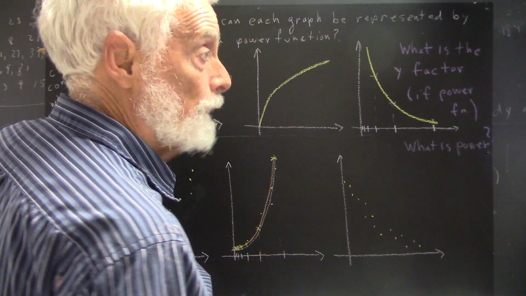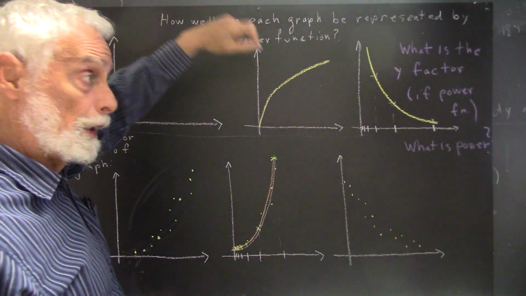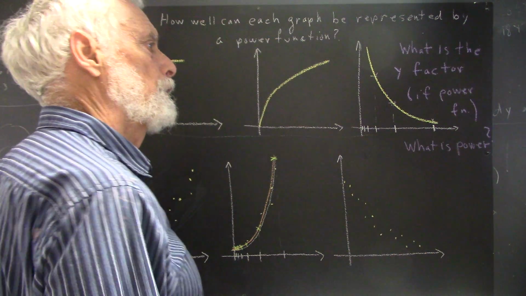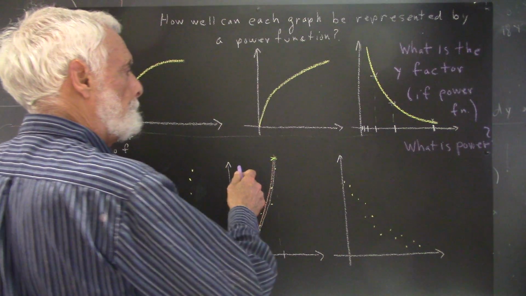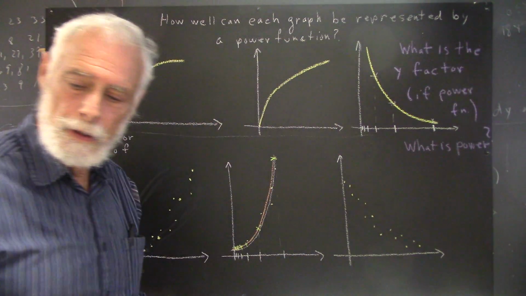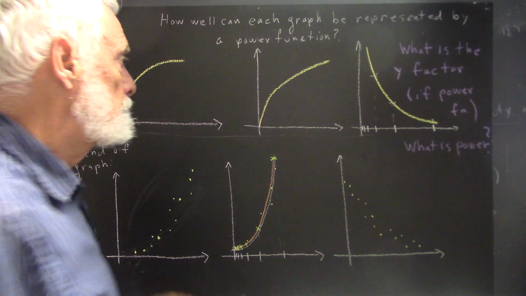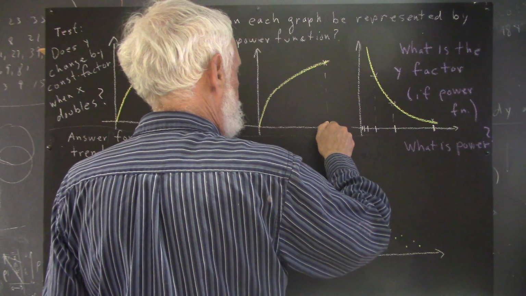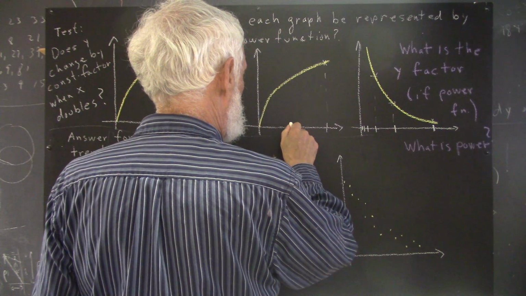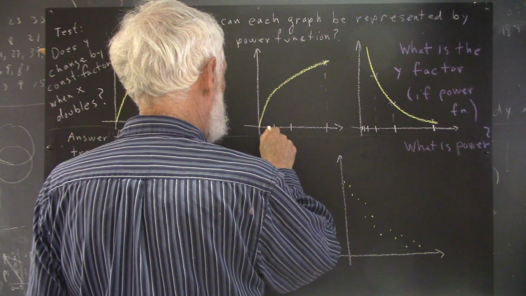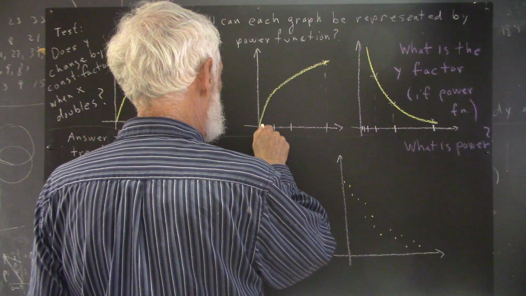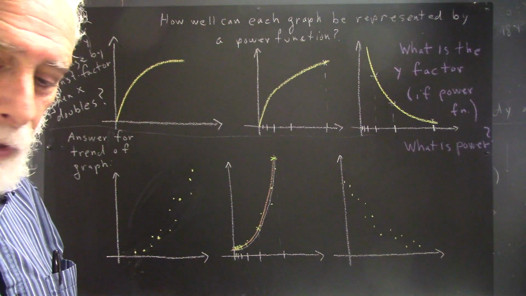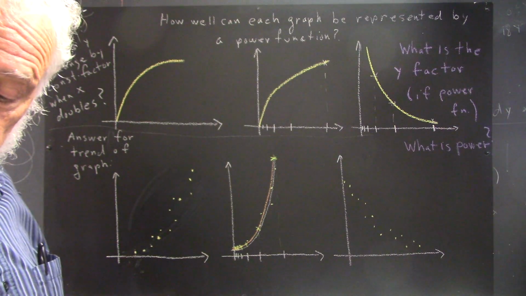Okay, so I'm going to kind of give one thing away now. This one I think is reasonably well fit by a power function, so let's see what the power would be. So I'm going to take x values as usual. We'll start here, and then we'll go halfway, and halfway, and halfway again. Okay? Now, we get points on the graph.